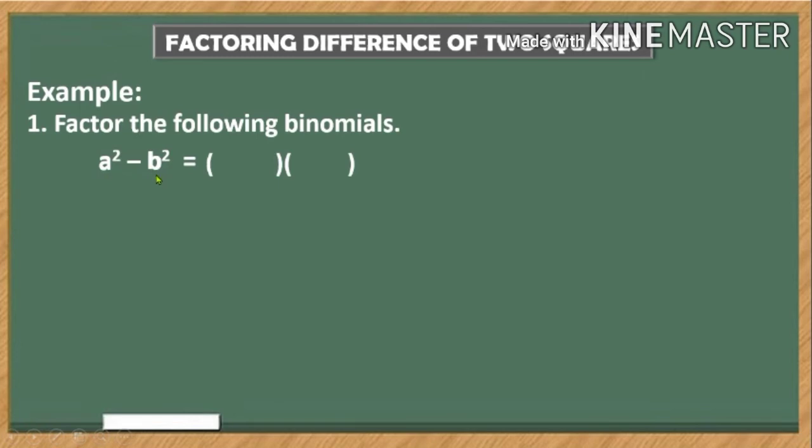So what we will do is we simply copy the two bases and we write the operation addition, and we do the same here with subtraction operation. Therefore, the factor of a squared minus b squared is equal to the product of a plus b and a minus b, which is actually the sum and difference of the same terms, and these terms are taken from the bases of the two terms here.